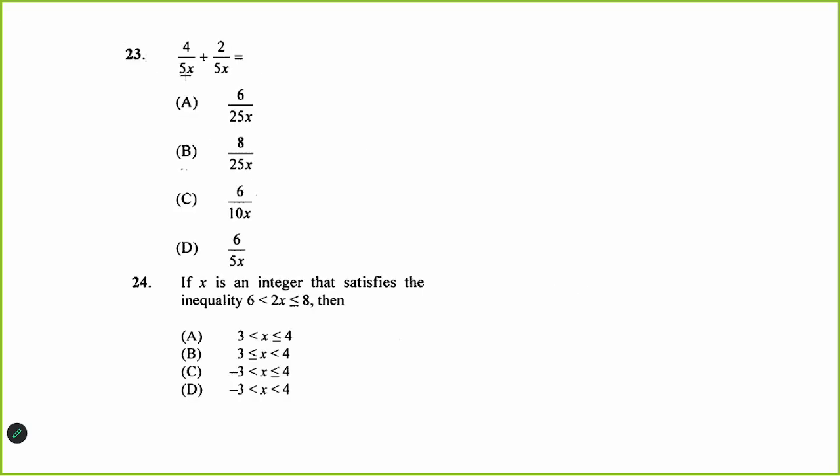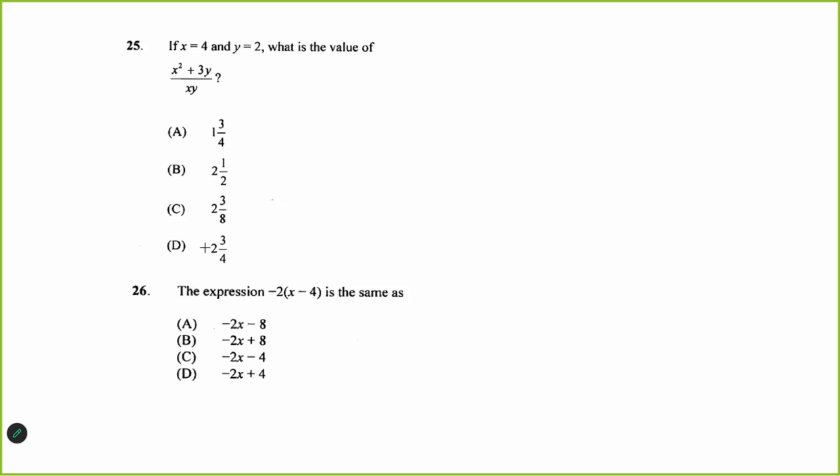Let's look at January 2017. When we're adding and the bases are the same, you don't change it. You just add 4 and 2, which is 6 over 5x, which is this. This one here, divide throughout by 2. So you'll get 3x and 4, that's this one here. This one is a repeated question, 2 3/4. This is a repeated question, minus 2x plus 8, which is B.